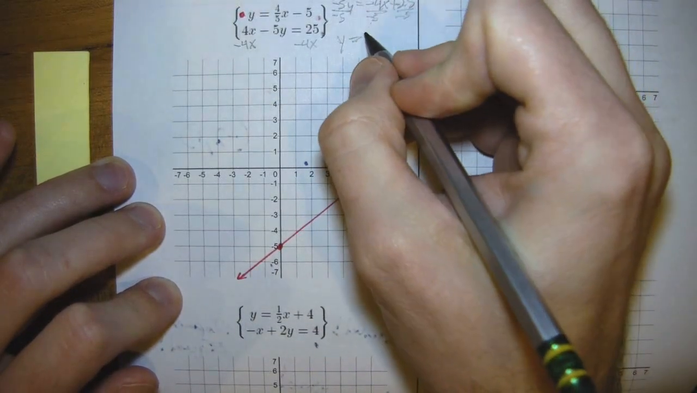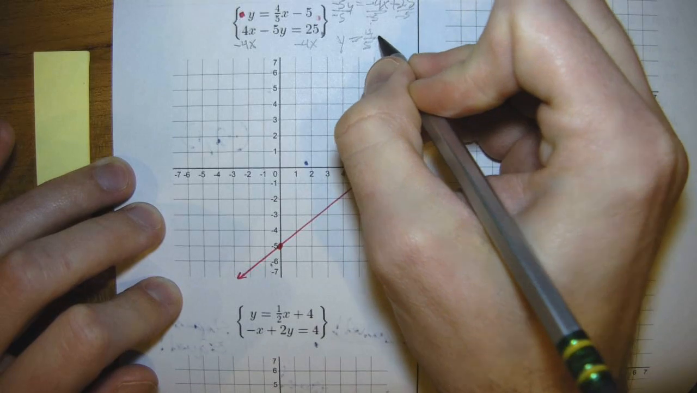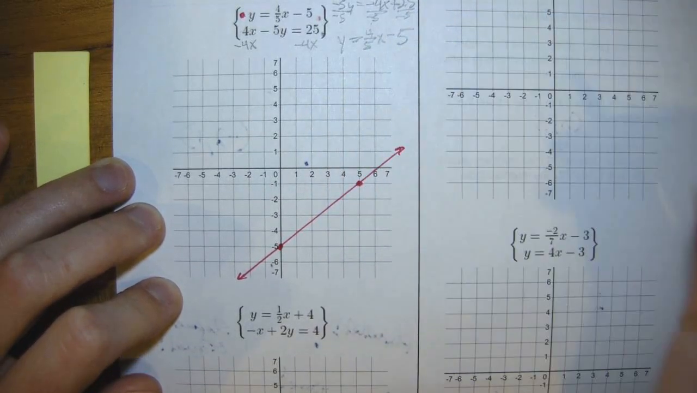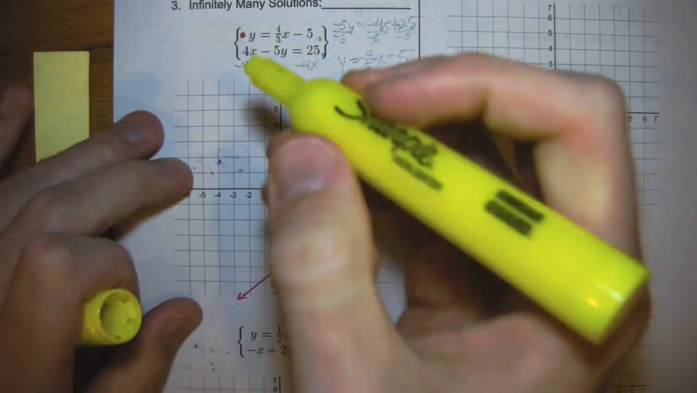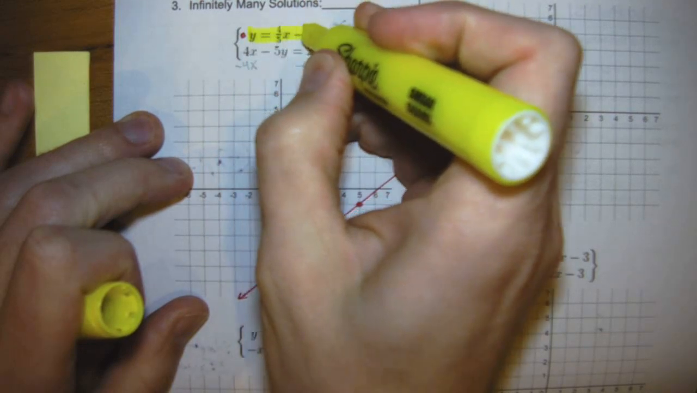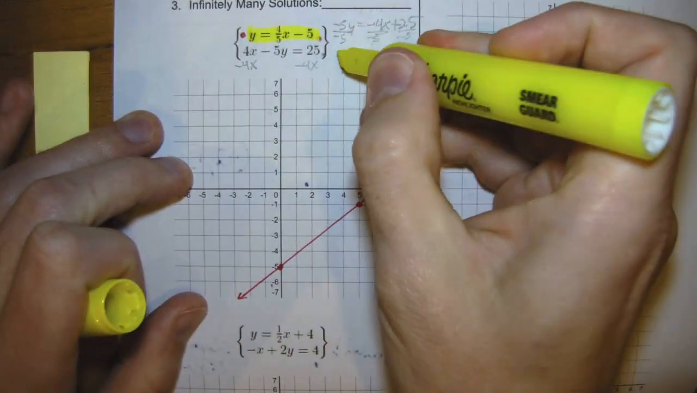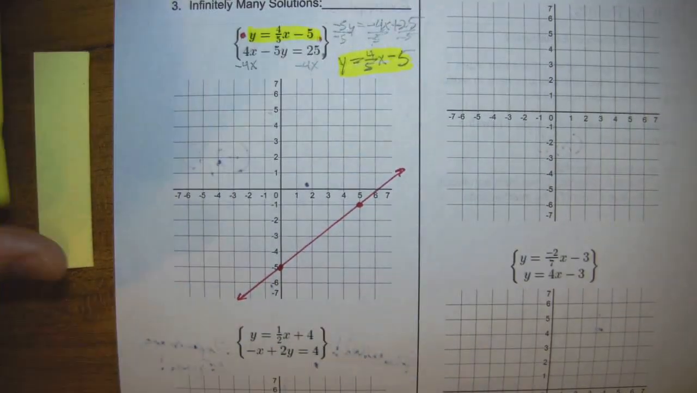Negative over negative is positive, and we'll keep it as a fraction, 4/5 x. And then 25 divided by -5 is -5. Right? I hope that you see something here that strikes you as odd. This was our original top equation. Our bottom equation we just finished rewriting. Do you notice anything about the two equations?